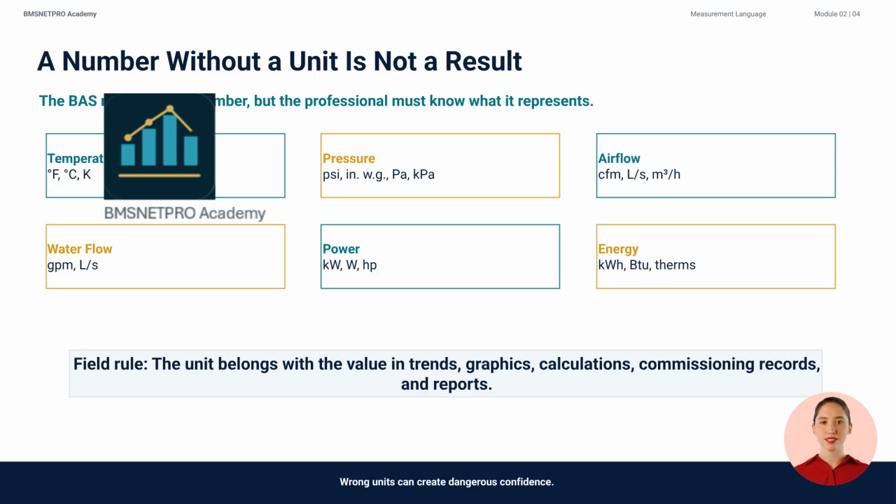This chapter begins with a simple warning. A number without a unit is not an engineering result. The value 25 can mean many things. In a BAS, that mistake can appear in graphics, sequences, meters, integrations, and reports. A pressure point configured in pascals, but compared against inches of water column can drive a fan incorrectly. A meter reporting watts while the graphic assumes kilowatts can distort energy reporting. Unit governance is a professional control.